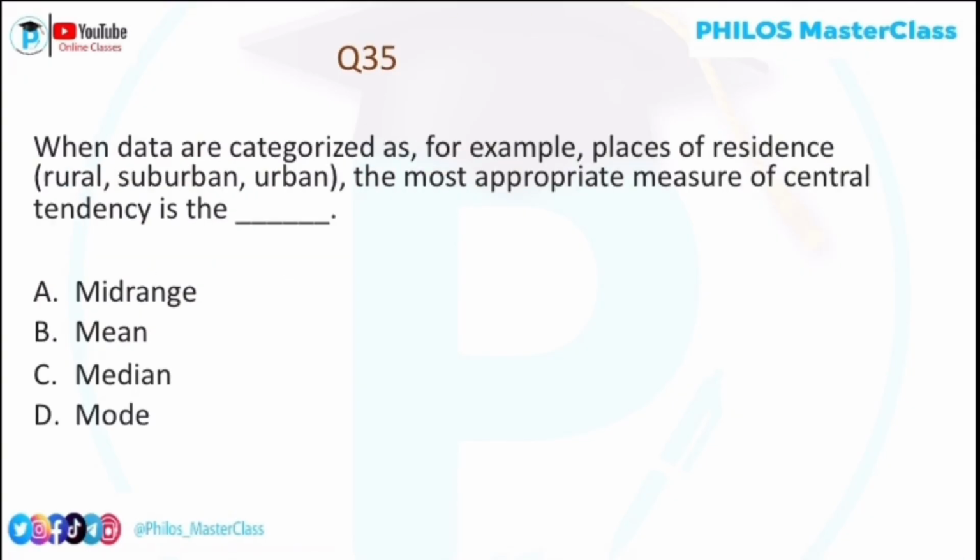This question says, when data are categorized as, for example, places of residence, rural, suburban, urban, the most appropriate measure of central tendency is, this is nominal level data. For nominal level data, the best measure should be the mode. So the correct answer to this is option D. The best measure for nominal level data is the mode. So let's proceed to the next question.